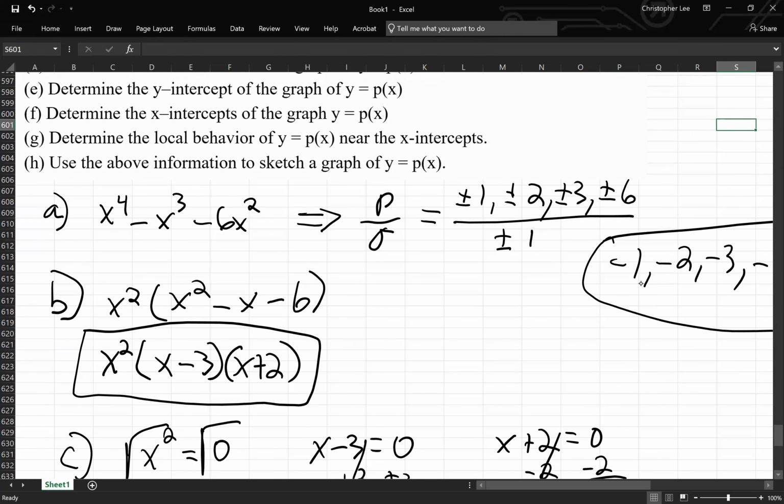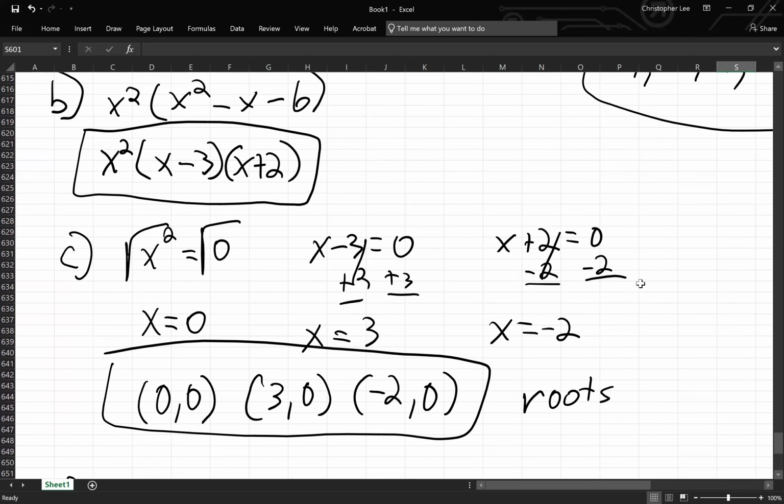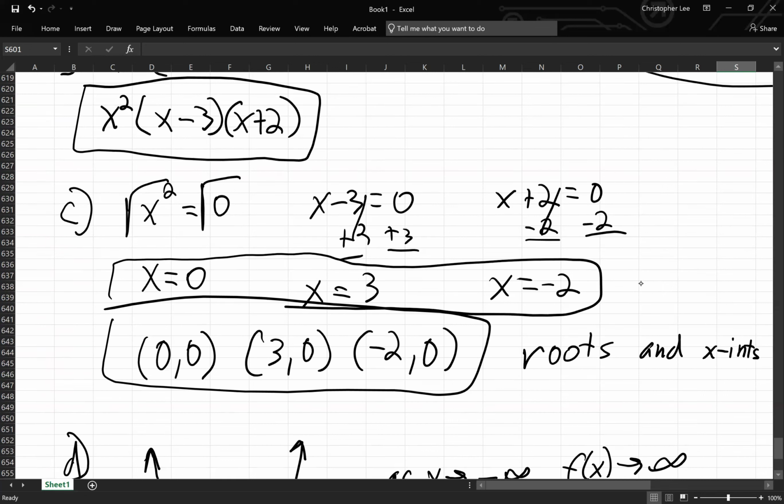A, B, C, D, E, F. Okay. They want the x-intercepts, right? Well, what do you know, the roots happen to be the x-intercepts, right? So these are the roots and x-intercepts. Technically speaking, the x equals 0, x equals 3, x equals -2, this is the roots. But the x-intercepts are actual points. So these are the x-intercepts here.